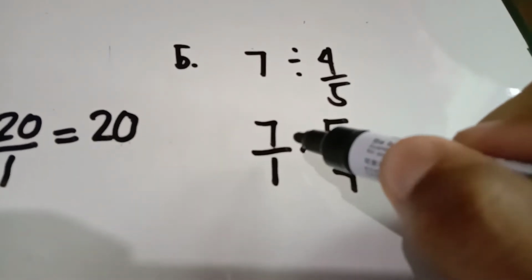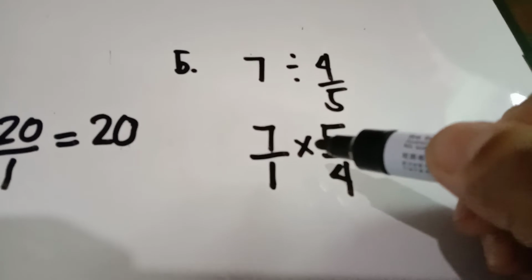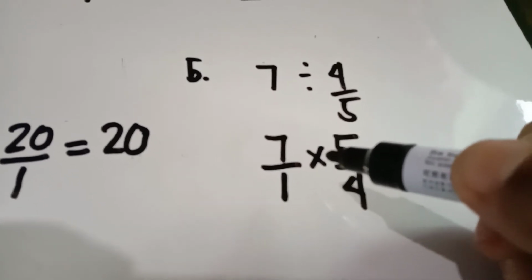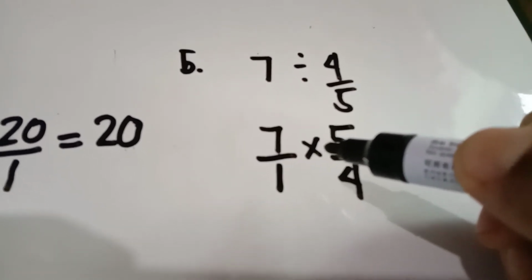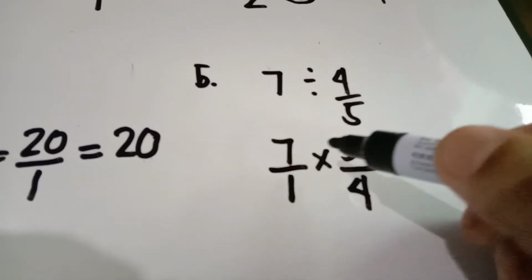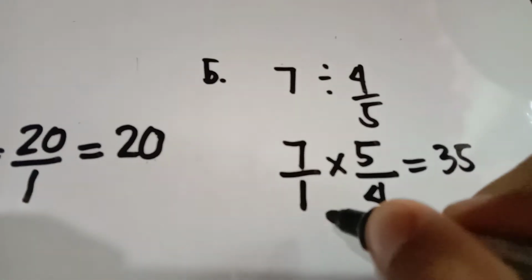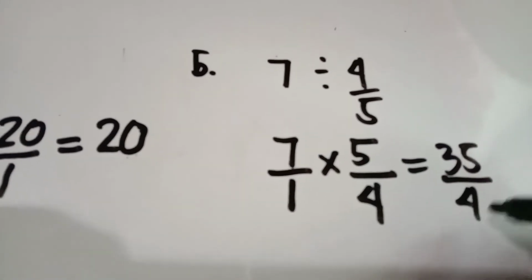Hindi po natin i-divide yung dalawa, but instead we are going to multiply. Okay? Ganun po talaga yung rules in dividing fractions. Okay, so 7 times 5, that is equal to 35. Then 1 times 4, that is equal to 4.